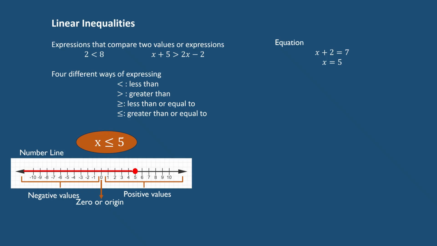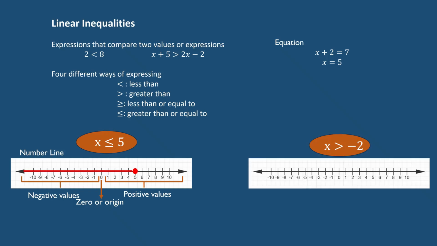If x is greater than minus 2, here it has only an inequality sign. Therefore, we can represent this by drawing an open circle on minus 2 and shade it towards the positive side of the line. If there is a greater than or equal, less than or equal sign, then a closed circle on the number line. If there is only a less than or greater than sign, then an open circle on the number line.